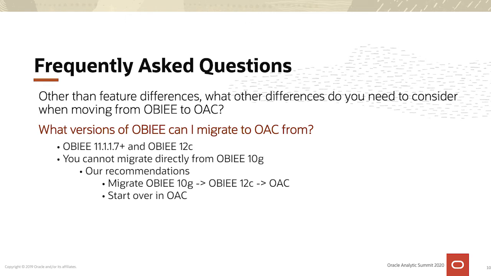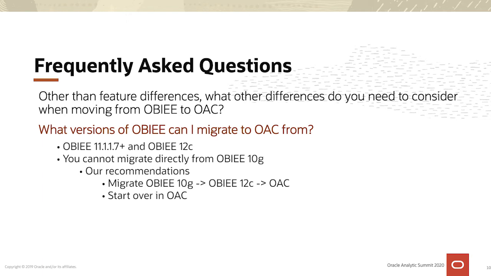You need to make sure that you can use the 12C Admin Tool to update your repository and then validate the web catalog using 12C, because the folder structure and the way the web catalog is deployed in 10G and in 12C and OAC is totally different. So you need to migrate your WebCat over to 12C or directly to OAC.